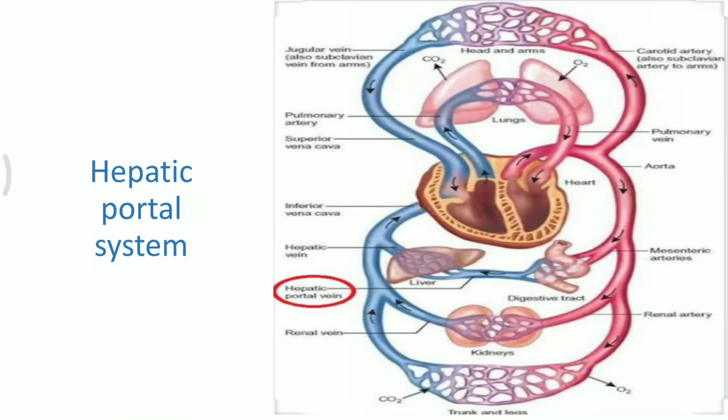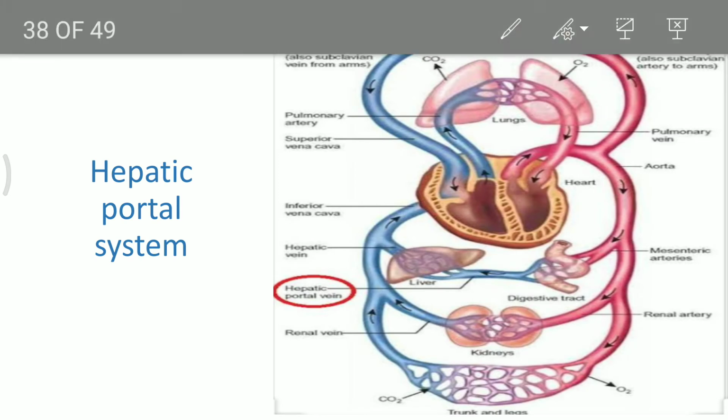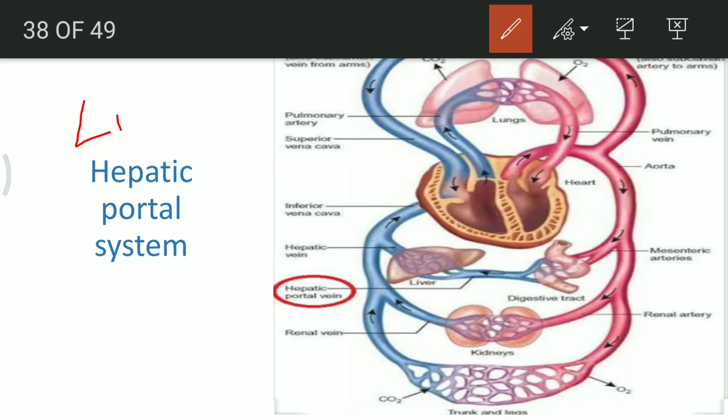The hepatic portal system is a collection of various veins, two organs, and a set of capillaries. Hepatic means it is related to the liver. Portal system means it is a collection of a few veins, some arteries, and some capillaries along with two organs. Hepatic means the liver will definitely be involved in it.